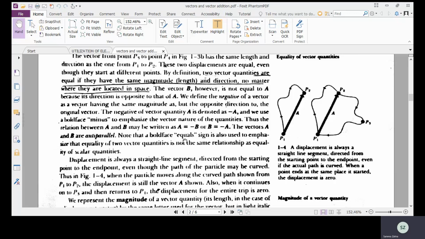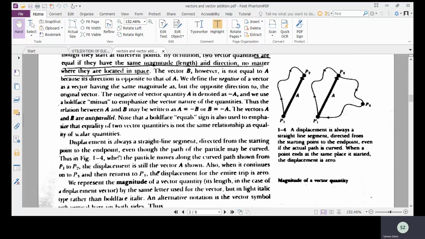Note that a boldface equal sign is also used to emphasize the equality of two vector quantities. It's not the same relationship as equality of scalar quantities. It doesn't mean that 2 equals 2. It means that two vector quantities are equal, meaning they are equal in both magnitude and direction.